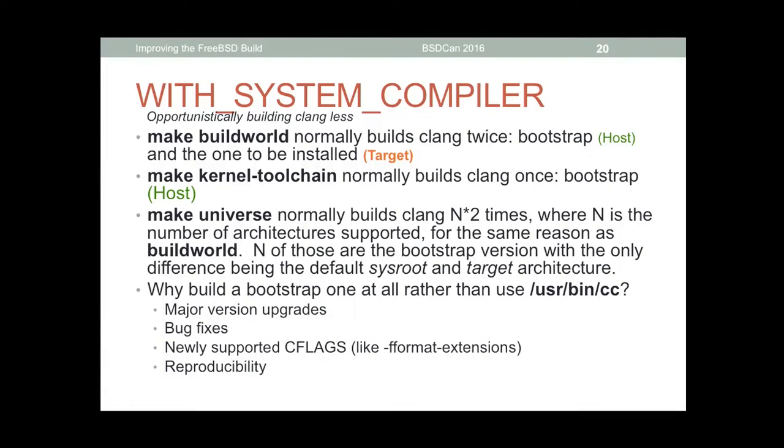All right, system compiler. This is opportunistically building Clang less, the cross-compiler version of Clang. So recall that normally in the build world, you would build a cross version of Clang, and then you'd eventually build a target version of Clang. With the addition of the external toolchain support, this can be skipped though.